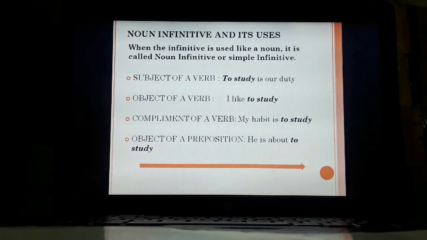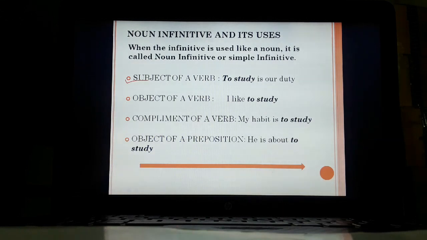Noun infinitive and its uses. When an infinitive is used like a noun, it is called a noun infinitive or simple infinitive. Its uses, as I have mentioned over here: the first use, it is used as a subject of a verb. See, for example, to study is our duty. So here to study is what? It is an infinitive, and it is the subject to the verb is.